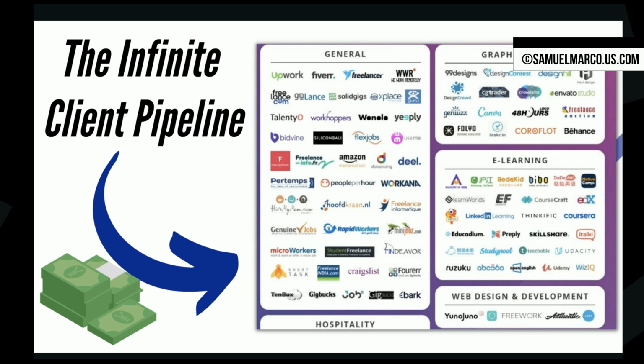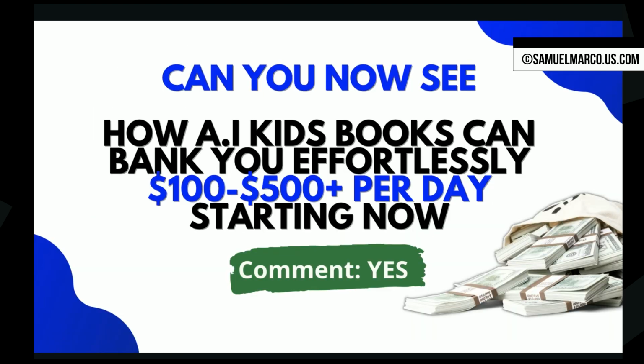So can you see, now that I've explained these different models, let me know in the chat box if it quickly makes sense. Just a quick yes will do. Can you see how AI kids books can bank you effortlessly, at least conservatively, anywhere from $100 to $500 a day, starting now, if you start now? And that's another conversation. This is not something you want to wait on, because every day you don't publish a book, you're delaying your sales, and sales are going somewhere else. You want to start as fast as humanly possible, because that gives the platform time to recommend your book to the right people. So let me know if this makes sense.